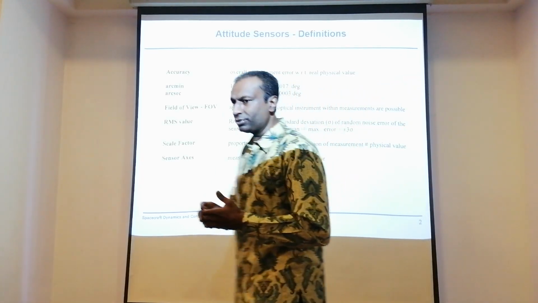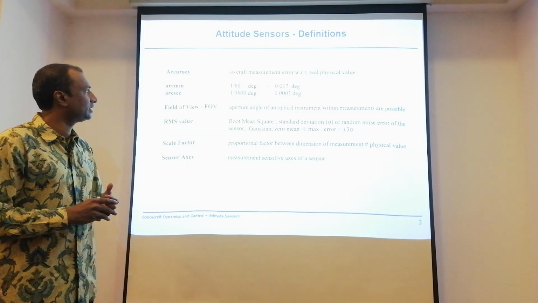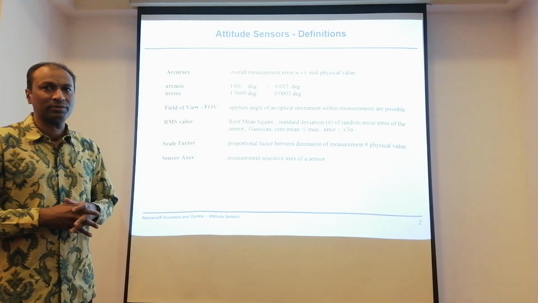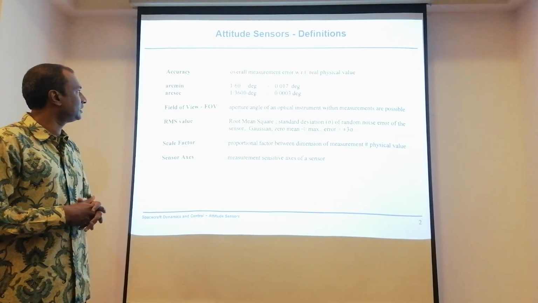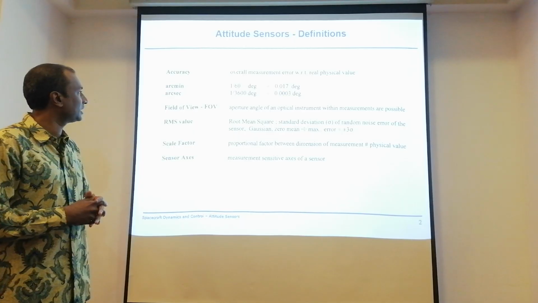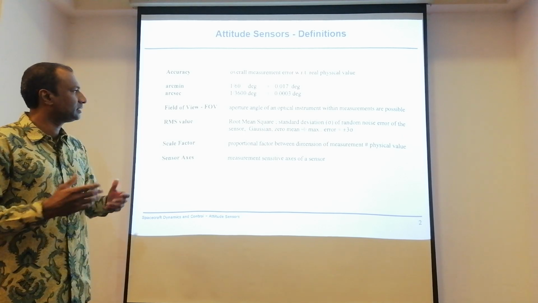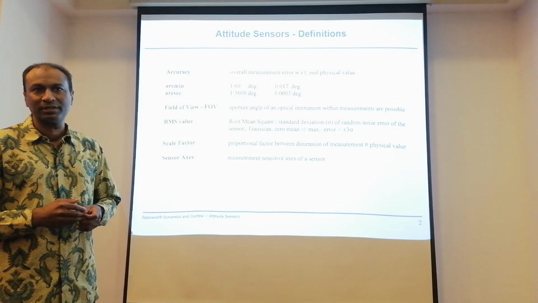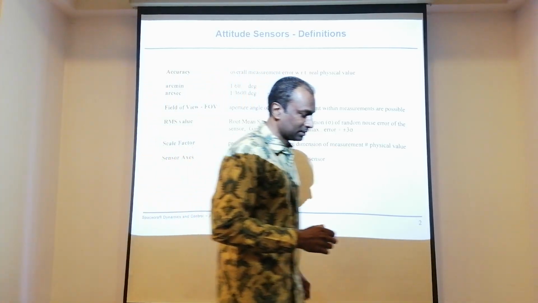Well, when you look at attitude determination, there are a few things that we need to take note of. Basically, there are issues like accuracy, the overall measurement with respect to the exact physical values that we have. Then terms like arc minute, which is 1/60 degrees, and arc second, which you have seen. And typical terms that we need to use, like field of view. RMS, root mean square, is important if you do navigation.